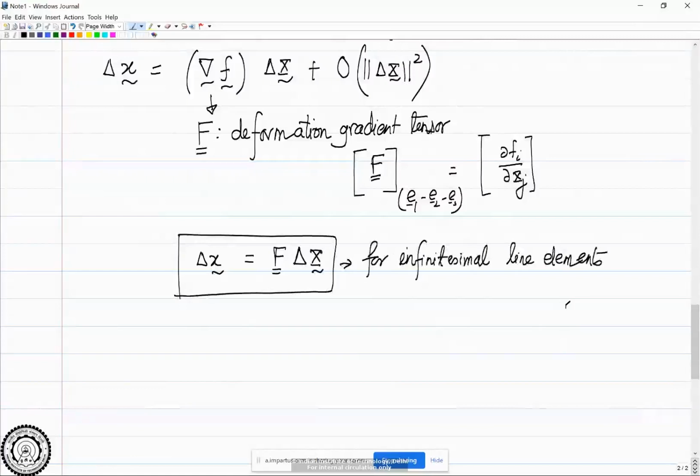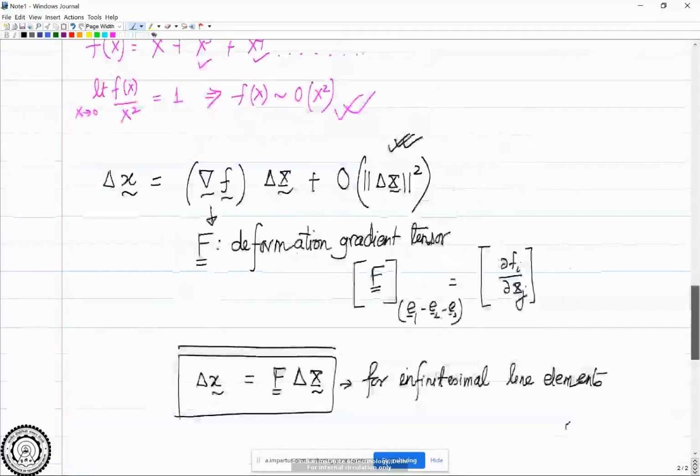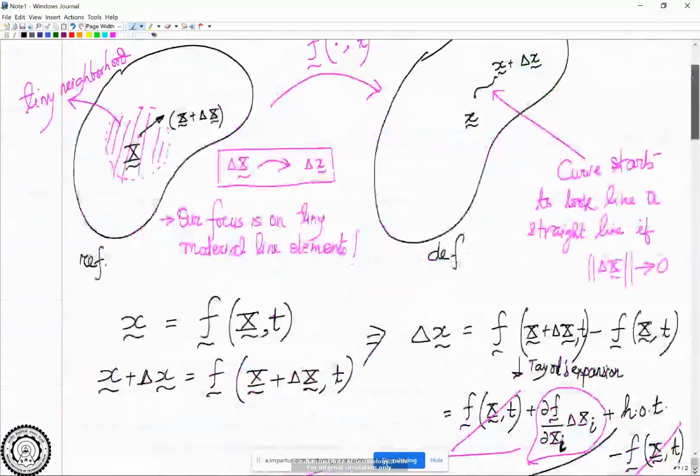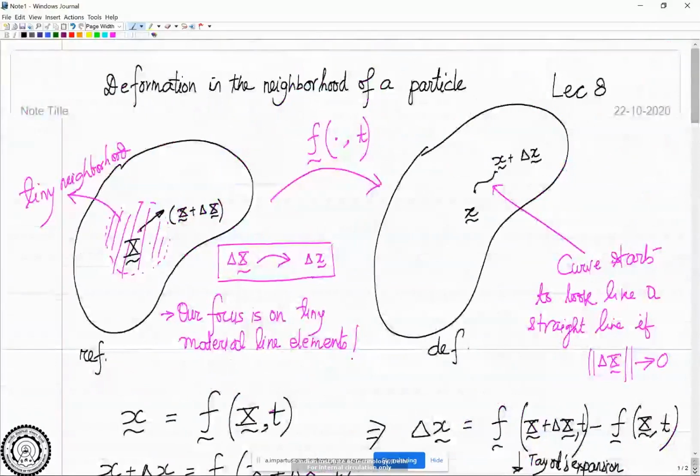Okay? So basically, let me come back to the picture. If I want to know how line elements transform about a point capital X, all that I have to do is find the gradient of the deformation map and multiply this gradient with the line element. As you multiply, you get the line element in the deformed configuration.